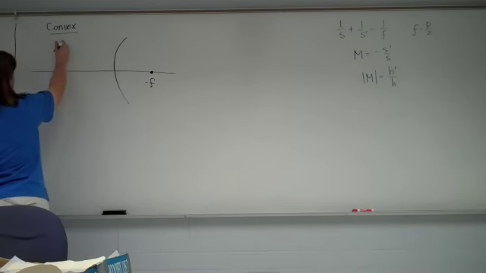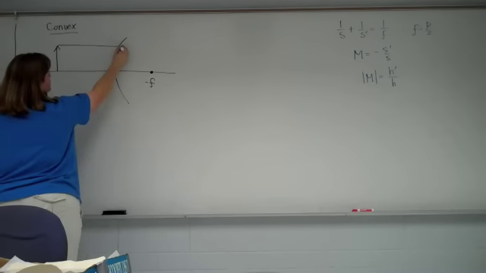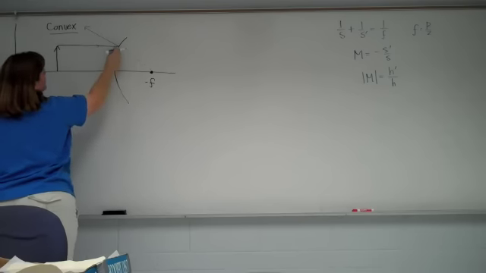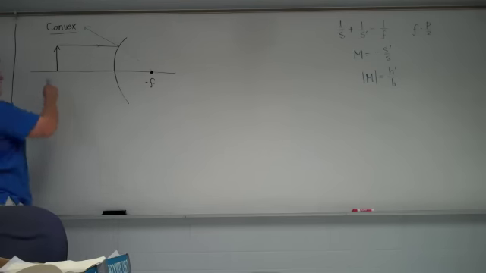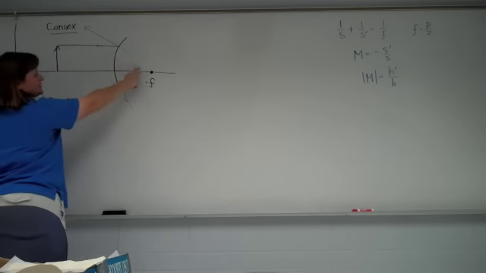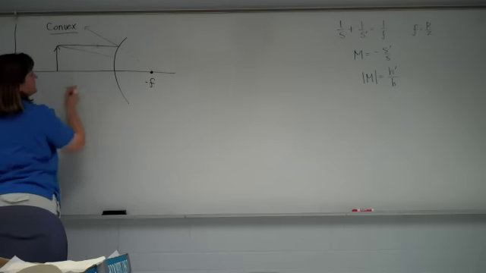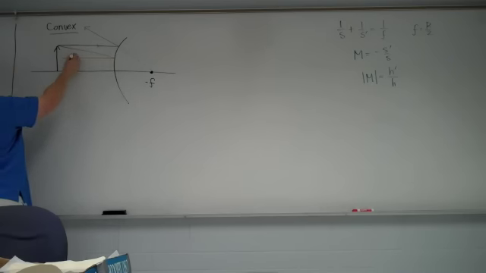So one light ray. If I go from the top of the arrow straight to the mirror, it's going to reflect backwards along the line that would go through the focal point. So that's one of my light rays. My other light ray I'm going to draw a line heading towards the focal point. But when it hits the mirror, it's going to reflect off parallel to our reference line.